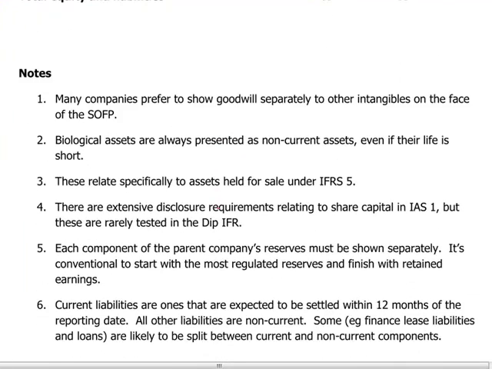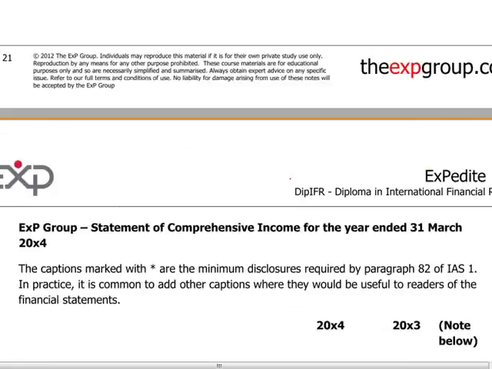Okay, and many companies will actually show goodwill, for instance, as an intangible asset separate, but within the non-current assets section. Biological assets, for instance, in accordance with IAS 41, will always be presented as a non-current asset, irrespective of whether their life is actually shorter than 12 months. Assets held for sale I just covered when we talked about it.